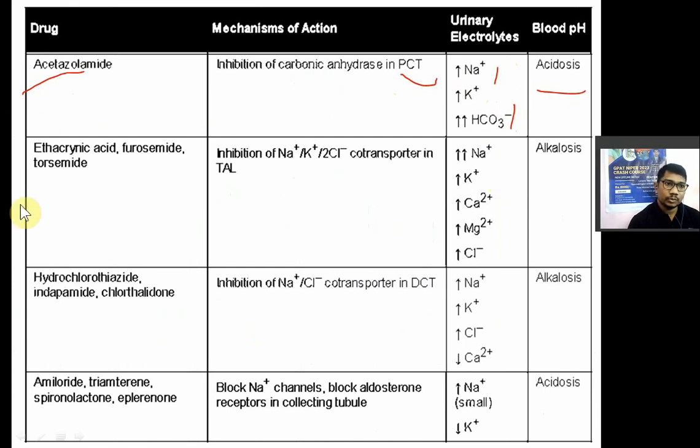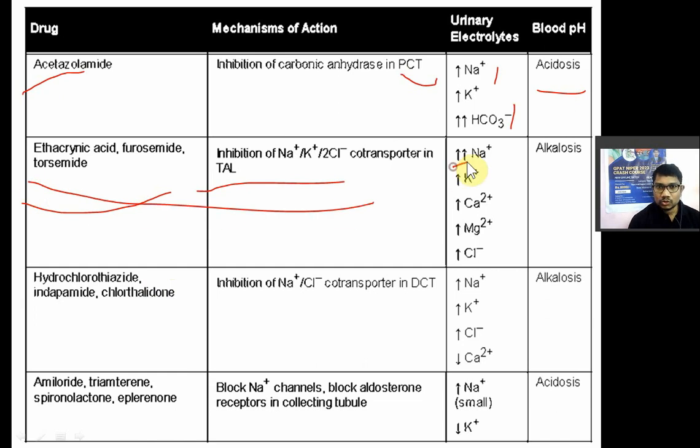Okay. Loop diuretics, ethacrynic acid and furosemide. So inhibition of sodium potassium chloride co-transporter in the thick ascending limb of Henle. So they are known as loop diuretics. They will act on the loop of Henle. They will increase the sodium excretion, potassium excretion, calcium excretion, magnesium excretion and chloride excretion.